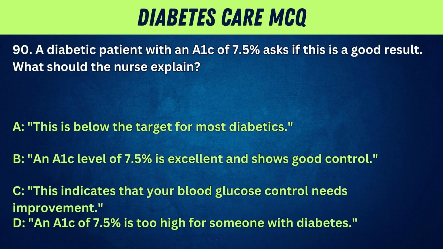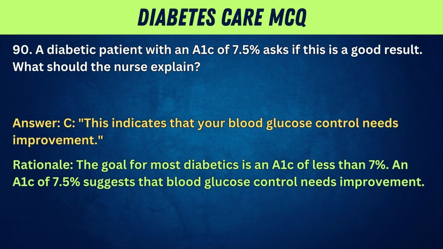hyperglycemia. 90. A diabetic patient with an A1C of 7.5% asks if this is a good result. What should the nurse explain? A. This is below the target for most diabetics. B. An A1C level of 7.5% is excellent and shows good control. C. This indicates that your blood glucose control needs improvement. D. An A1C of 7.5% is too high for someone with diabetes.